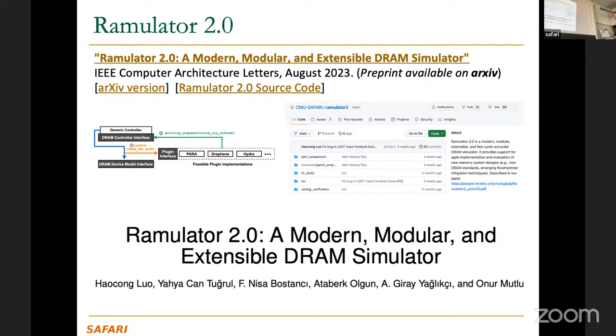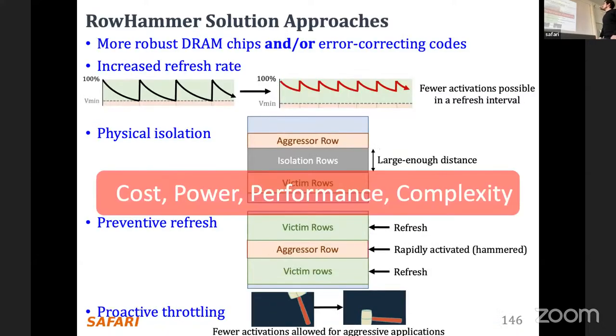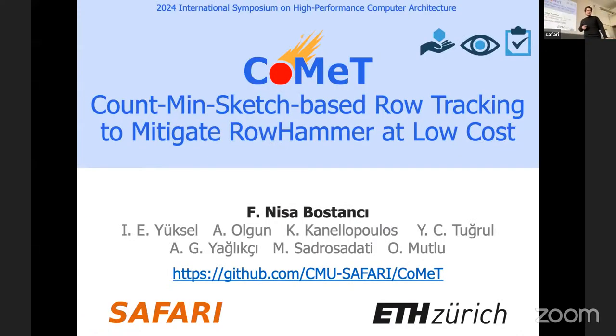One tool that we developed that allows us to evaluate these intelligent memory controller techniques is Ramulator 2.0. I think it was recently finally published in Computer Architecture Letters. This is a simulator that we use. An earlier version of this we have used in many studies, and we continue to use it and maintain it. We also implemented already, I think, 5 or more state-of-the-art RowHammer solutions that fall into these categories in the 2.0 version. So I'll talk about a very recent RowHammer mitigation mechanism, CoMeT.